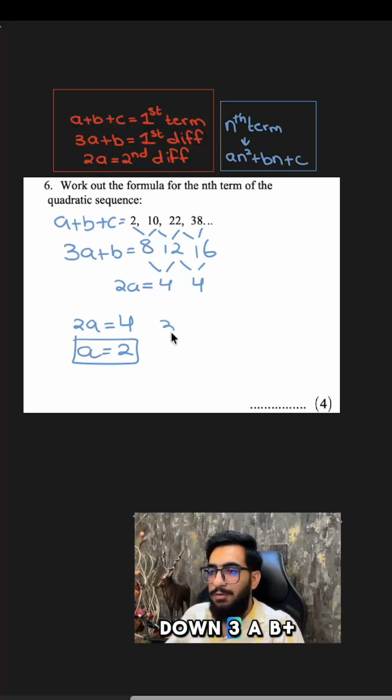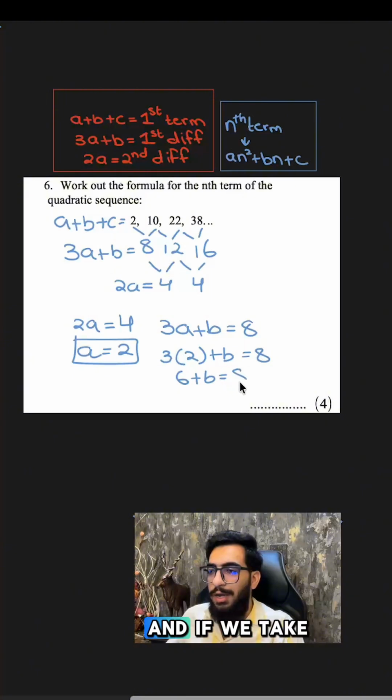So let's write it down: 3a plus b equals 8. Now a's value is already 2, so we can just say 3 times 2 plus b equals 8. Then 3 times 2 is 6, so 6 plus b equals 8, and if we take away 6 from each side, b comes out to be 2.